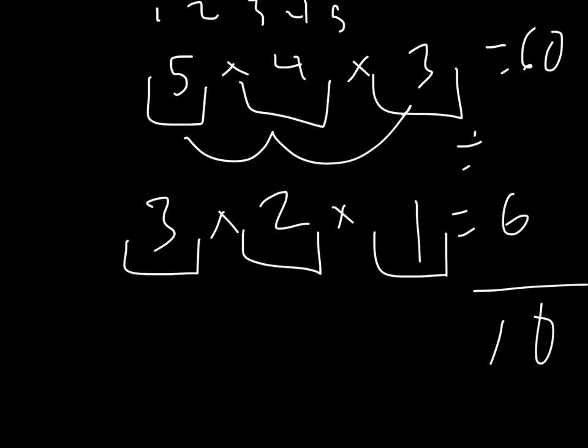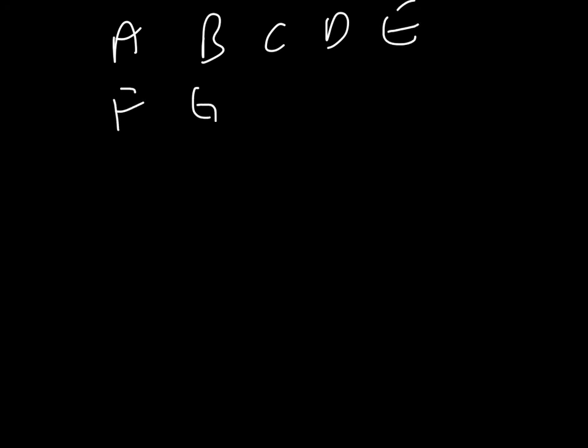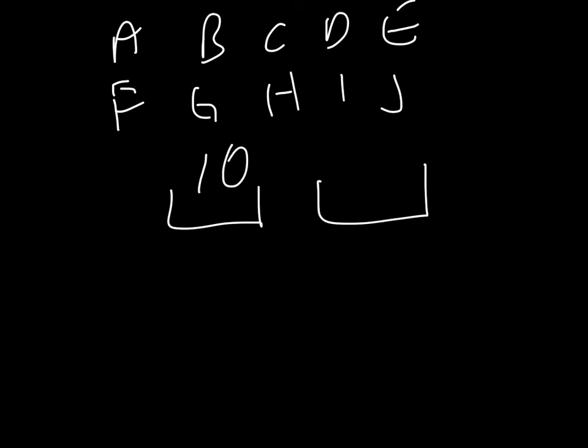I'm going to do one more quick example. Let's say we're looking at a situation in which we have 10 different letters: A, B, C, D, E, F, G, H, I, and J. And I just need to figure out how many 2-letter combinations I can make. I would ask myself, how many choices do I have for my first letter? I have 10. How many choices do I have for my second letter? I have 9. I multiply those together and I would have 90 different 2-letter combinations.